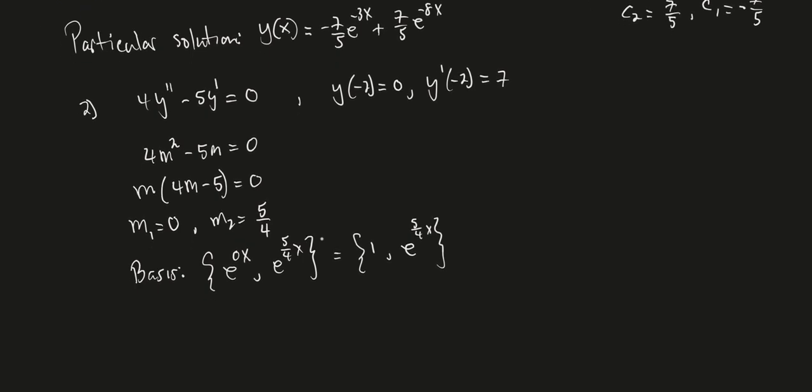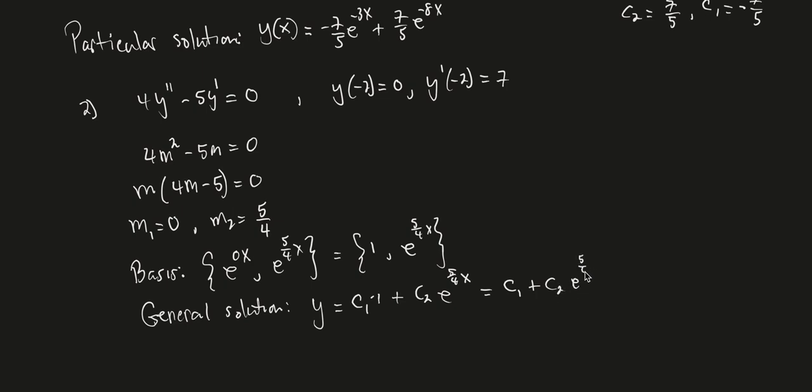So let's write down our general solution. The general solution is every possible linear combination of this and this. So it looks like this: C1 times 1 plus C2 times e to the 5/4 x, right? And that's it. Now, we don't have to write c times 1. I'm just going to simplify that as c1. And then we have c2 e to the 5/4 x. All right, so that's our general solution.